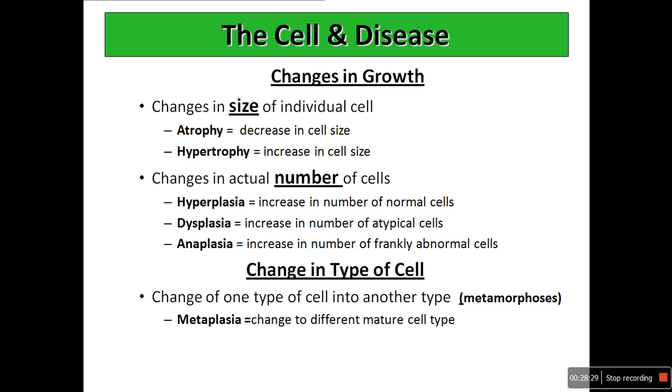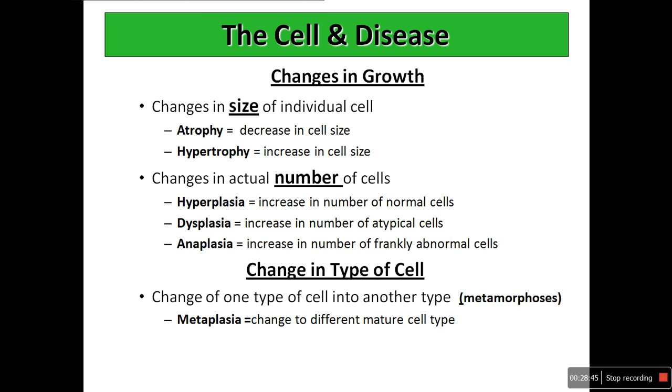A cell can change in its growth. This is an abnormality when a cell changes its growth. It changes in the size of an individual cell. For example, if I have a cell and it changes in its size, that's abnormal.